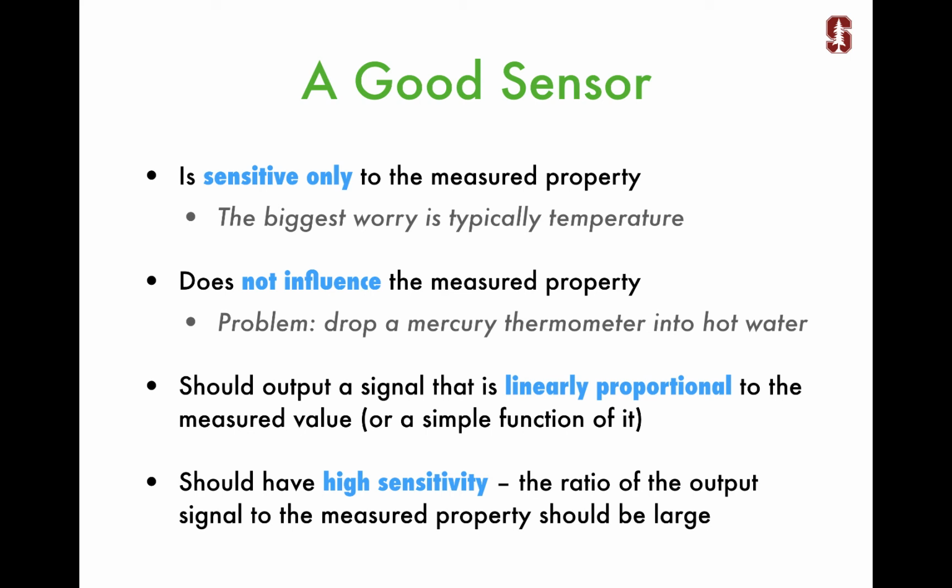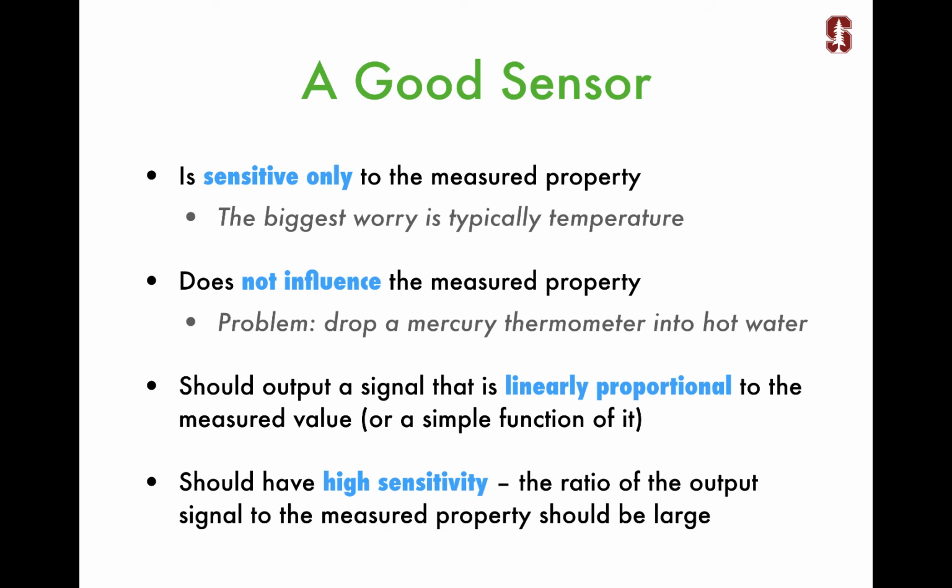A good sensor should not influence the measured property. For example, if you drop a mercury thermometer that is room temperature into a glass of hot water, the thermometer will actually cool the water slightly as the mercury absorbs the heat. That's not good because you wanted to know the temperature of the water without the thermometer.